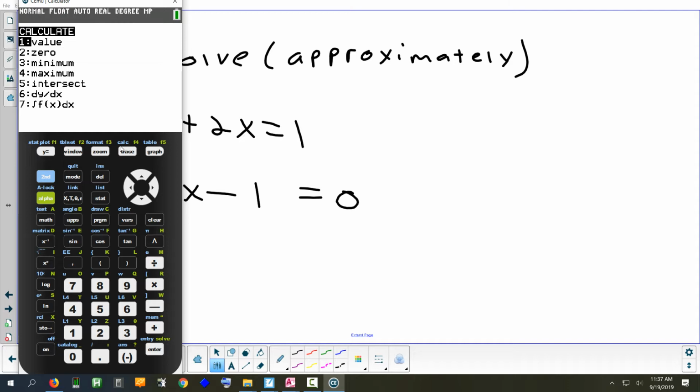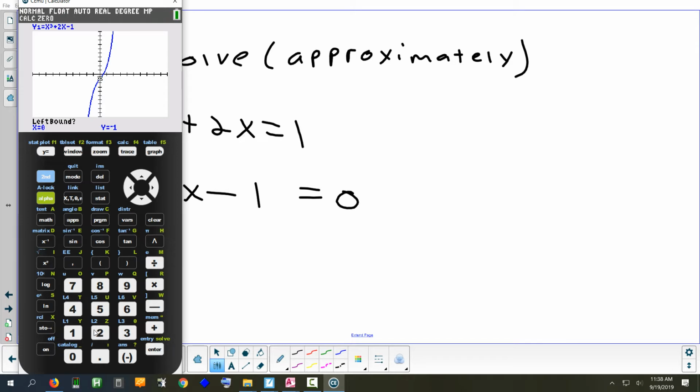If we had left it the way it was, with something on the left and something on the right, we then would have looked for where they cross, like we did in the last one. But we put everything on one side, so we're going to calculate where it's equal to 0.